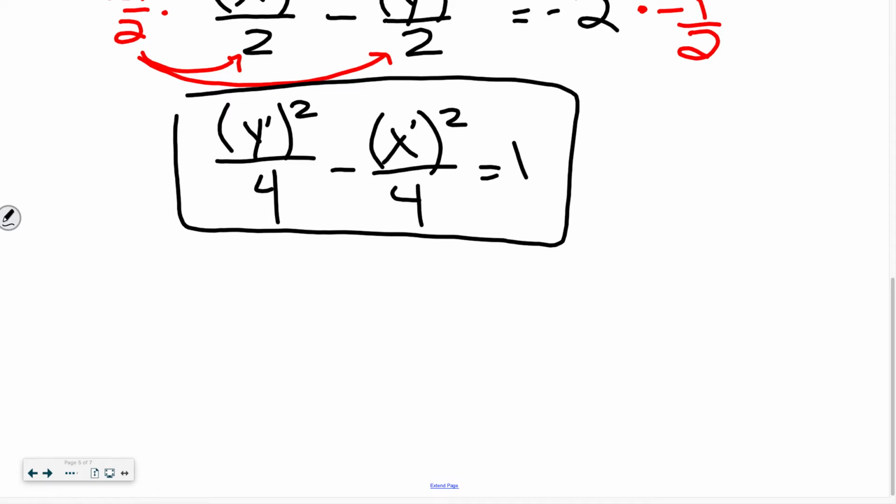Will this hyperbola open around my x prime or my y prime axis? Open around the y prime, because that's the one that's first. That's the one that's positive. So we're going to graph that one tomorrow. The graphing is a little less than it was in sections 10.2 to 10.4 because we're working on a rotated axis. But there you go.